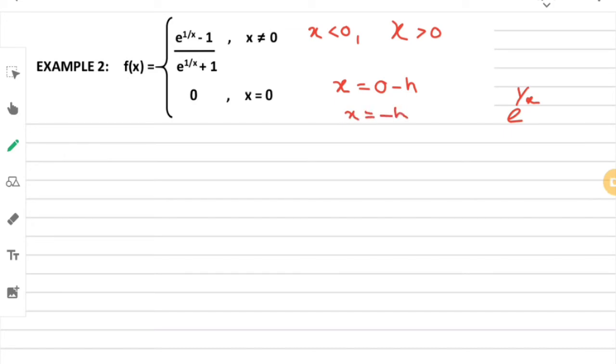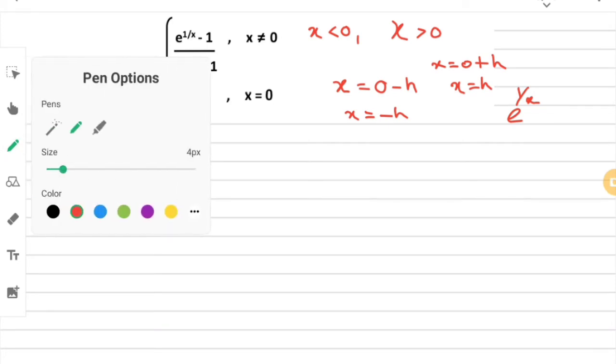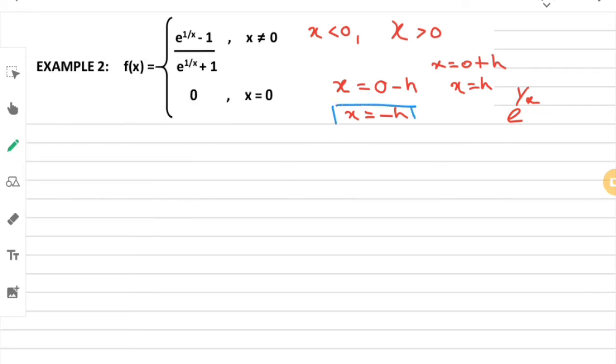And for the right hand side, I'm going to take x is equal to 0 plus h. That means x is equal to h. And this I'm going to take for a left hand limit, and this I'm going to take for the right hand limit.